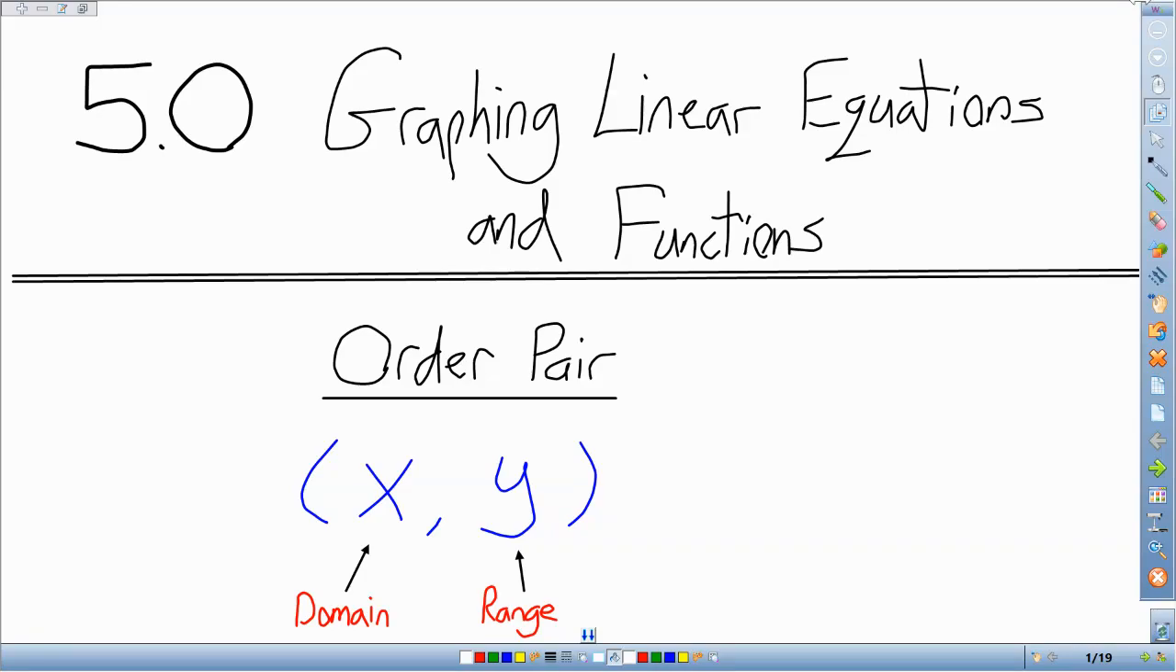Hey, everybody. So we are getting into chapter 5 today, which overall deals with graphing linear equations and functions. All right. Today we're going to be looking at lesson 5.0. This is kind of an introduction lesson that I'm squeezing in here before we get to 5.1, just to remind you guys how it works to plot ordered pairs on a graph.